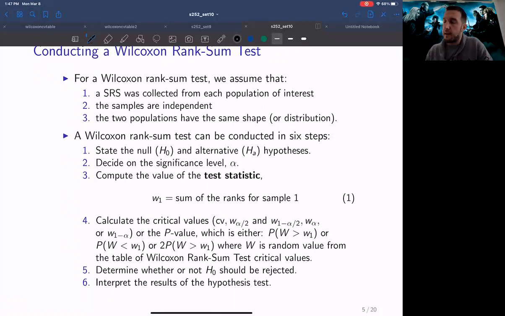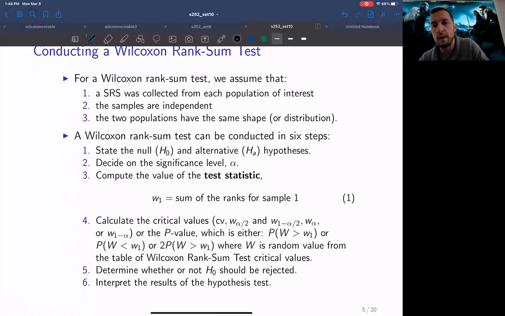For this test, the composition of the test is, again, 6 steps. On step 3, we take the sum of the ranks for sample 1. So we have to declare one of the populations as being population 1 and the other as being population 2, or sample 1 and sample 2. And then, of course, that declaration will affect the alternative in the case that it's not a two-sided test.